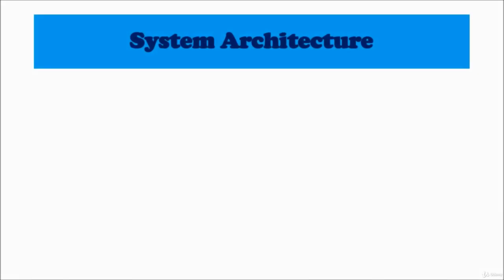System architecture. There are two types of system architectures: 32-bit and 64-bit, depending on your CPU, the chipset that is installed inside of your computer. The chipset comes again as a 32-bit or 64-bit processor.